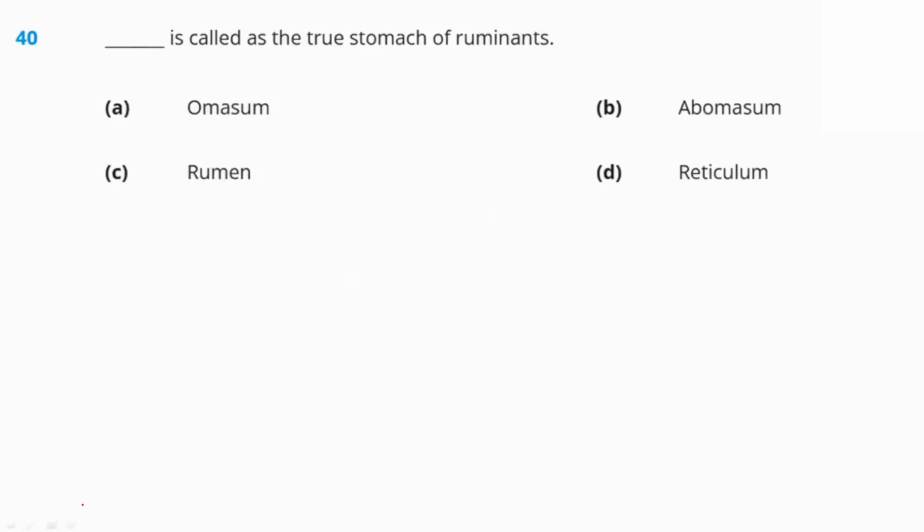Next, dash is called the true stomach of ruminants. Okay, so the true stomach of the ruminants is abomasum. Abomasum is the true stomach of the ruminants.